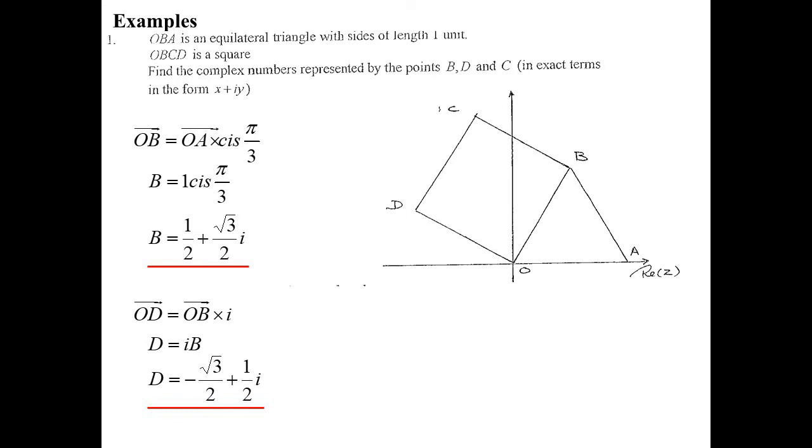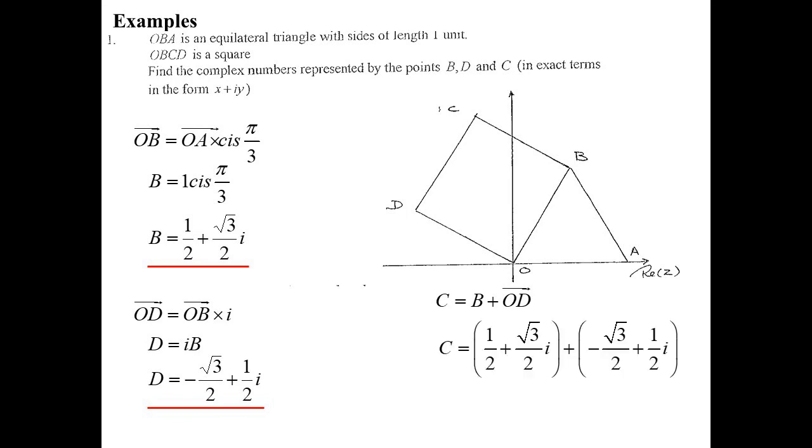Well, C, if I get the point B and add to it the vector OD, I'll end up at C. So C will equal B plus OD. Well, they said to put it in x plus iy, so let's group those things together. We've got 1 minus root 3 on 2 plus 1 plus root 3 on 2.